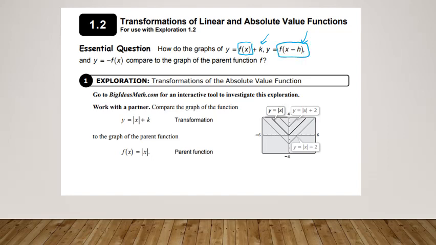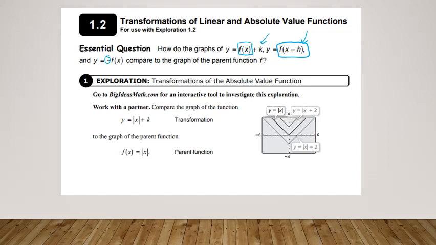Okay, so look at the difference. You do want to be able to tell if a number is on the outside or the inside of a function. You also want to be able to see this positive or negative on the outside, because that's going to make a difference. All of those things are different translations.